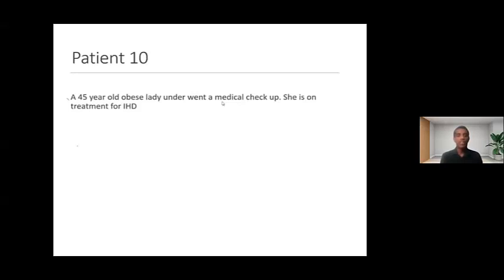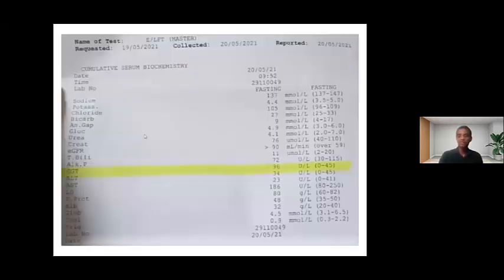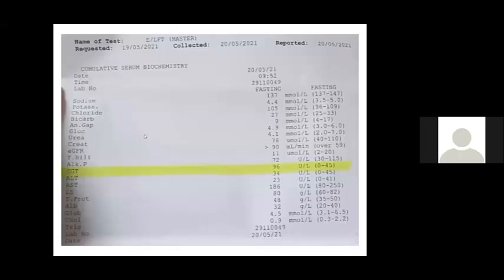So the patient then, a 45-year-old lady, she is obese. With a medical checkup, she is on treatment for ischemic heart disease. Is that slide clear for you? Yes, sir. Okay. So what are the things you will see here? Anyone can guess?